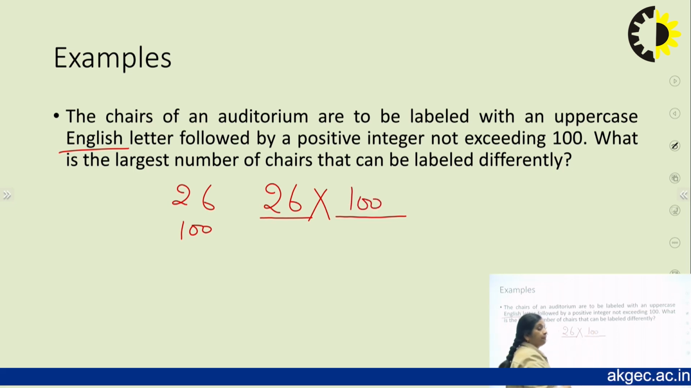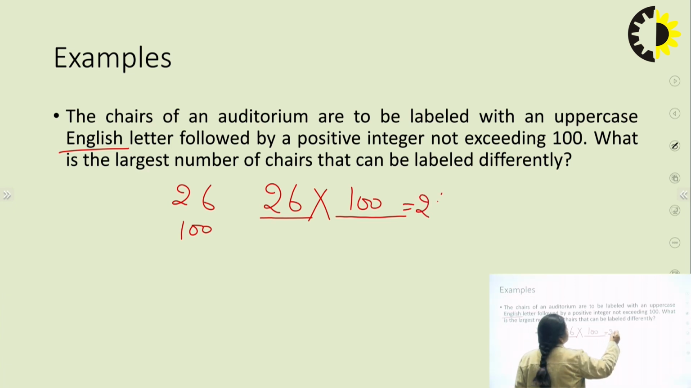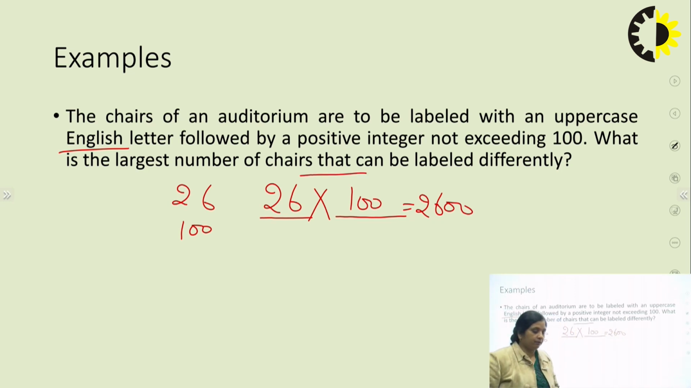100. Product rule, n1 into n2. n1 is the number of ways to allot the English letter. n2 is the number of ways to allot the positive integer. So we have n1 into n2 ways to do the work. So it is 26 into 100, that is 2600 ways to label the chairs.